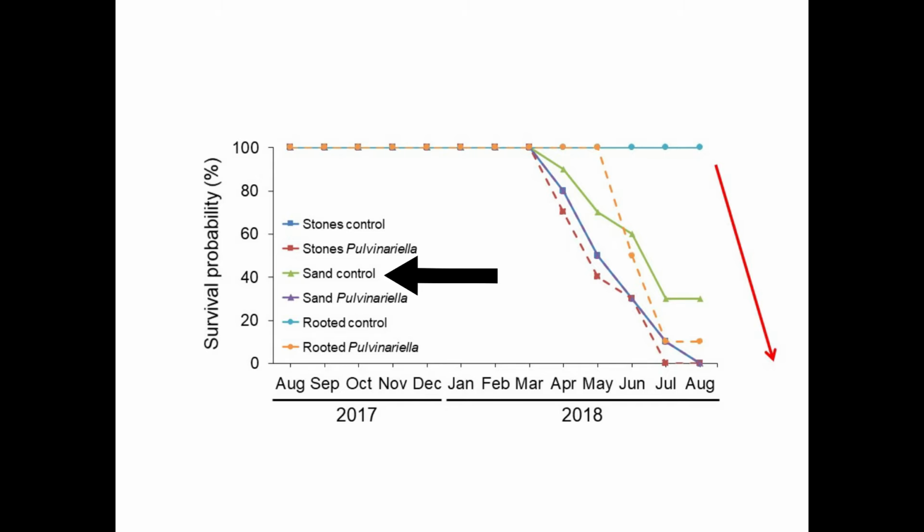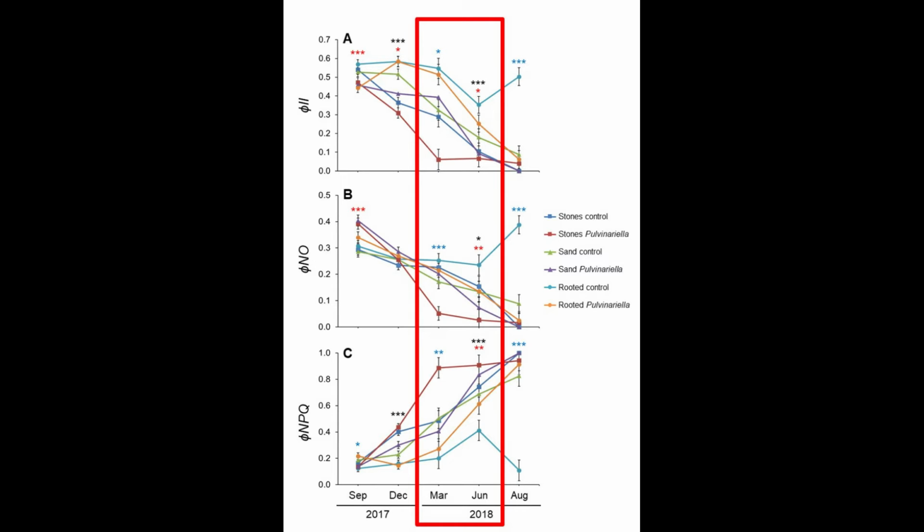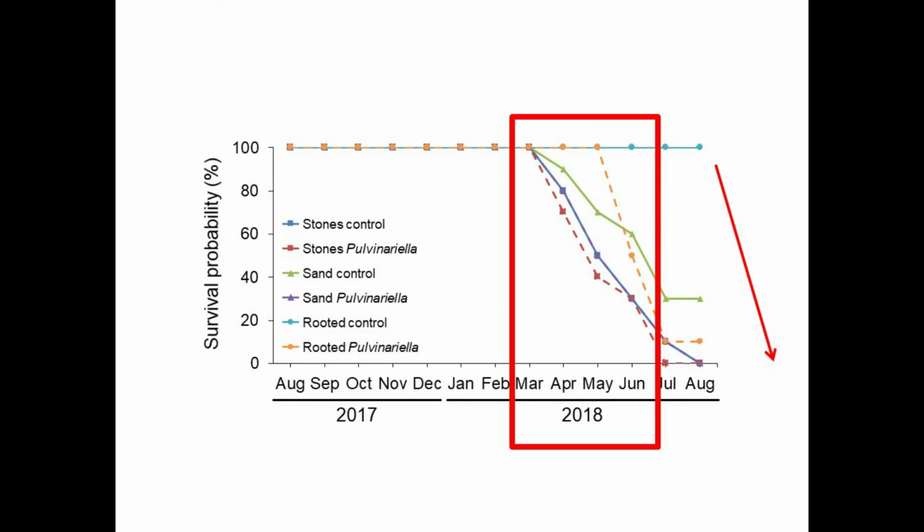The most pronounced decline and rise in photosynthetic parameters occurred between March and June, especially for individuals under the attack of Pulvinariella. Furthermore, this could be seen in the survival graph. Our results show a severe reduction of survival from the 8th month, April. In contrast, for those on sand and stones without the herbivore, plant survival was reduced from the 10th month, June.